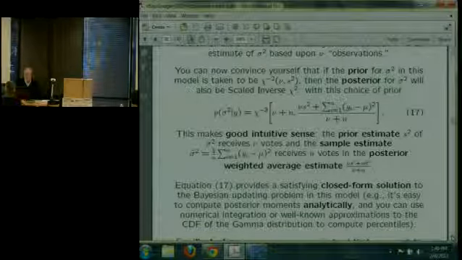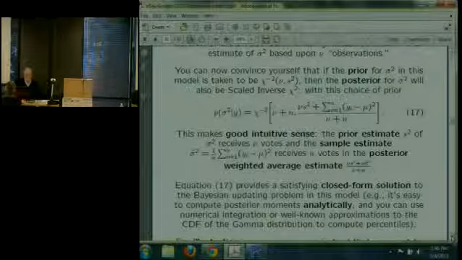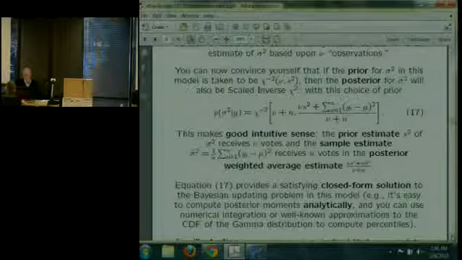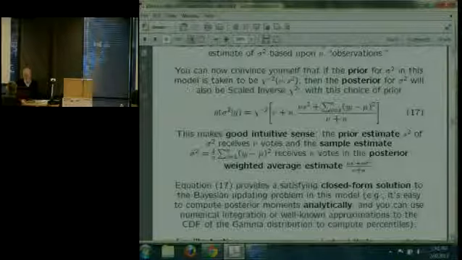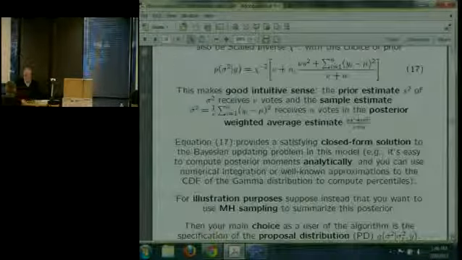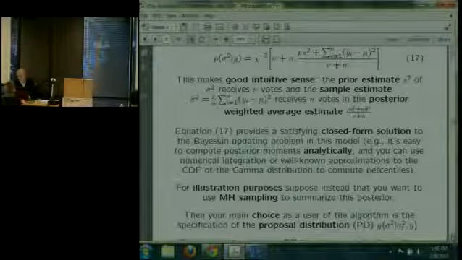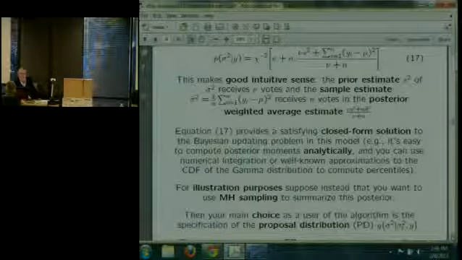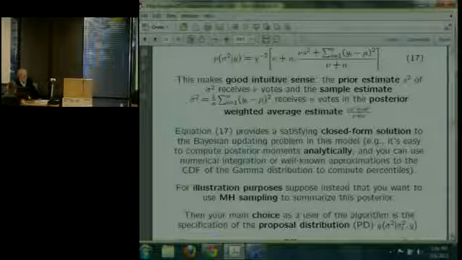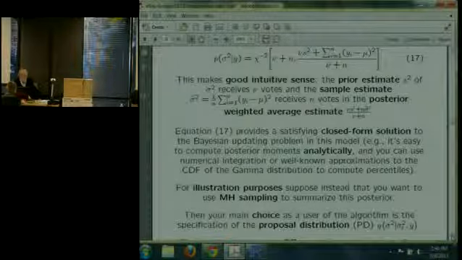But suppose you wanted, for practice, to work out a Metropolis sampler for working with this, or better, a Metropolis-Hastings sampler for working with this. Then let's see how it would go. Your main choice as a user of the algorithm, and this is a choice that you won't have to make when you use software like WinBUGS and the other routines that are out there for helping you with this.